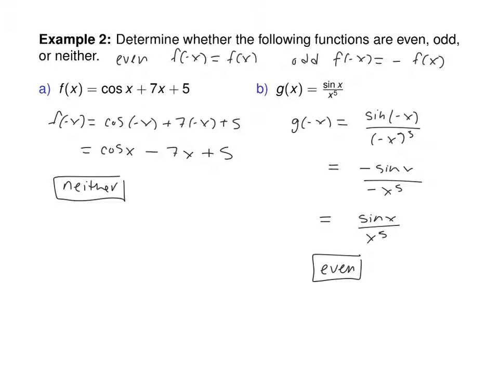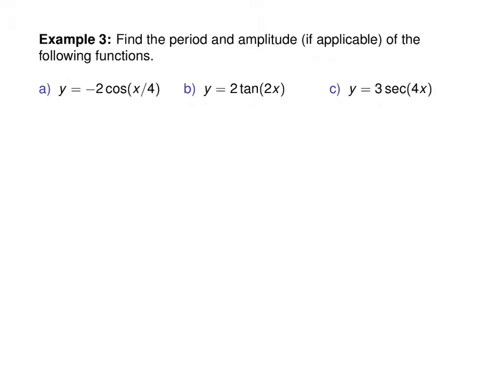Good? Okay. All right, so find the period and amplitude, if it's applicable, of the following functions. So I think you reviewed yesterday, what is the base period for sine, cosine, cosecant, and secant? What is the period of just a regular one of those functions? 2 pi.